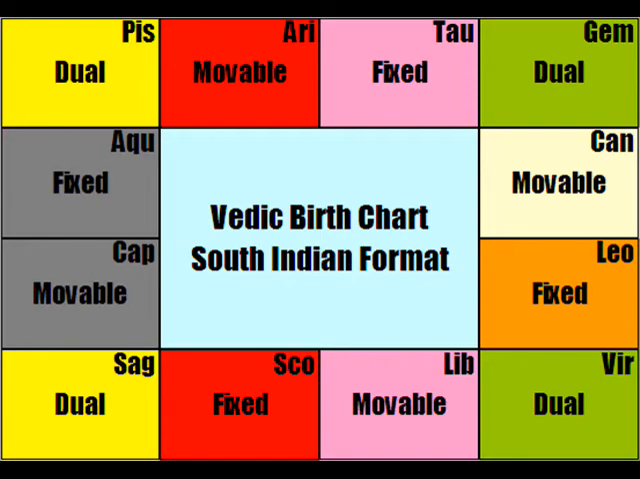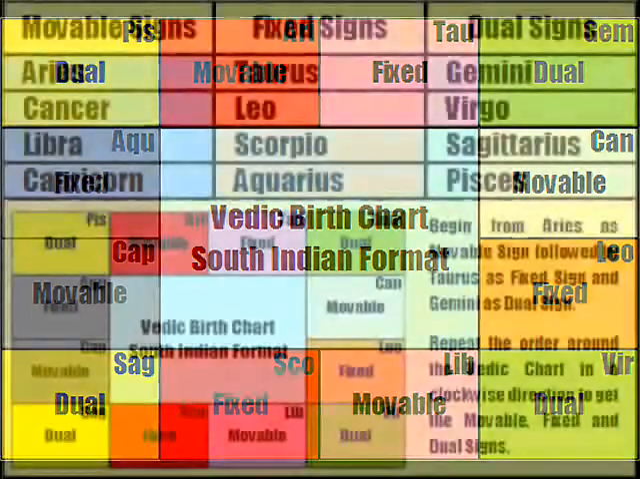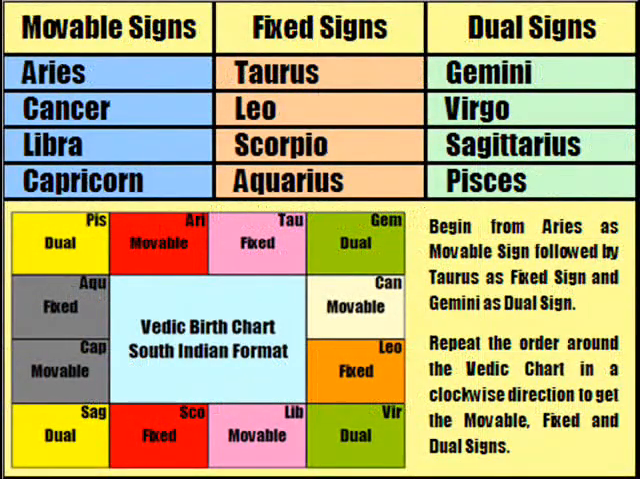You can now have the table containing the respective movable, fixed, and dual signs. I shall give you the nature of the zodiac signs in the next lesson.